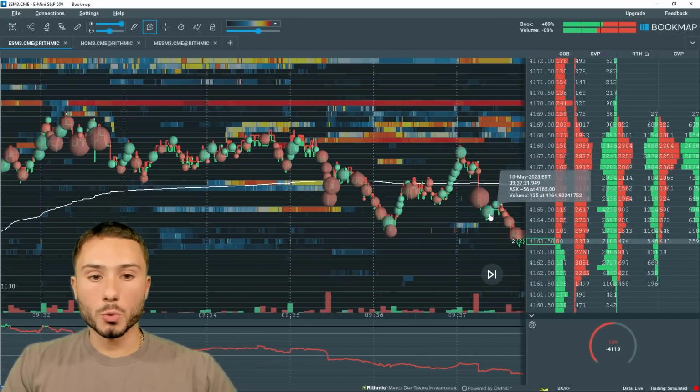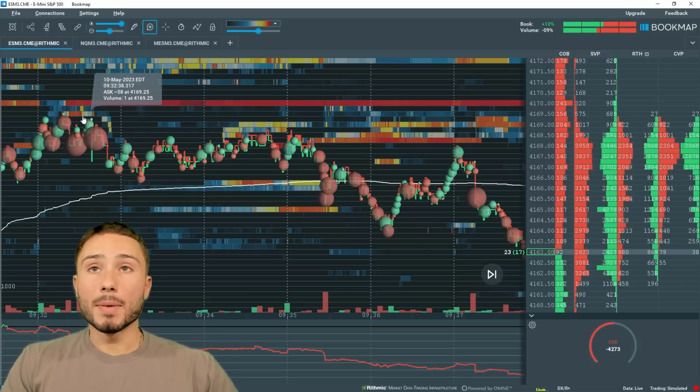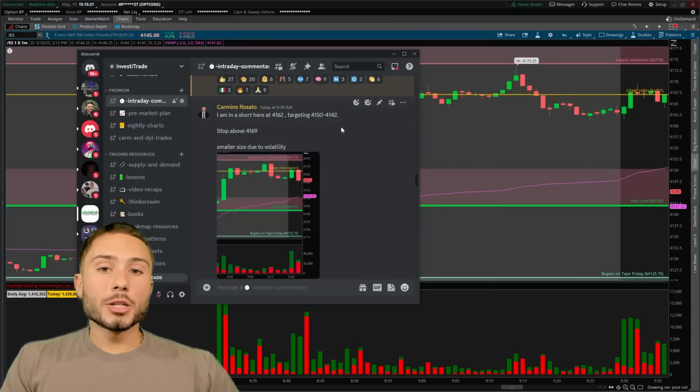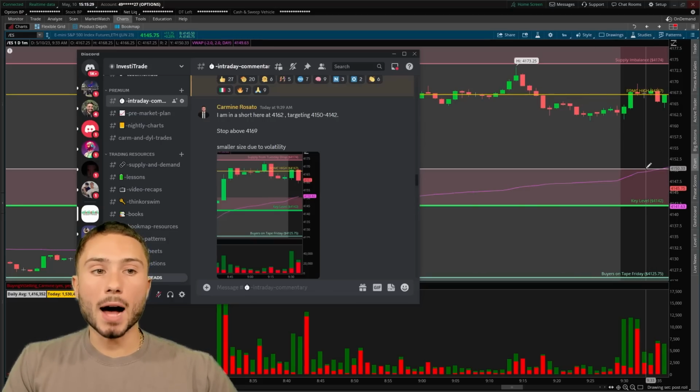As you can see, more sweeps come into the market. And my stop loss was above this 4168 high because this is where the selling initiated right at 9:32, which was actually the high of day today. So now I'm in short at 4163. My stop loss is above 4168. I'm risking about 5 or 6 points, and my target was the pink box over here.